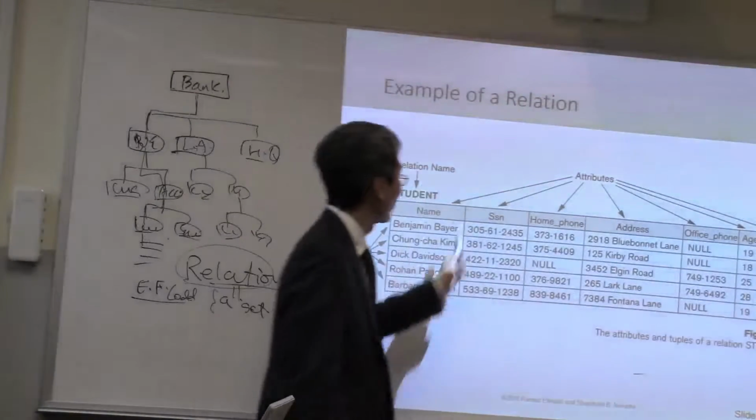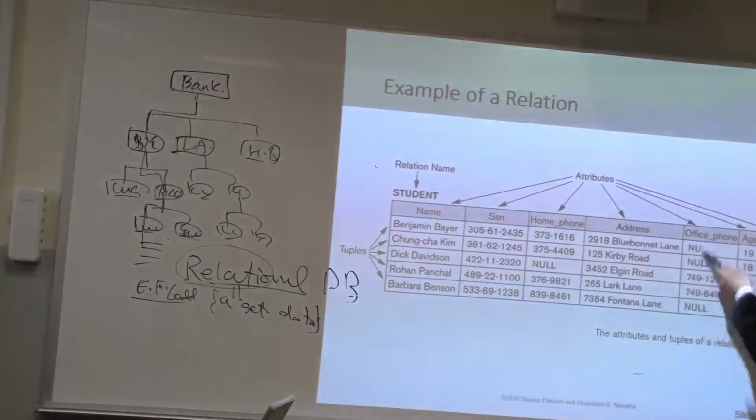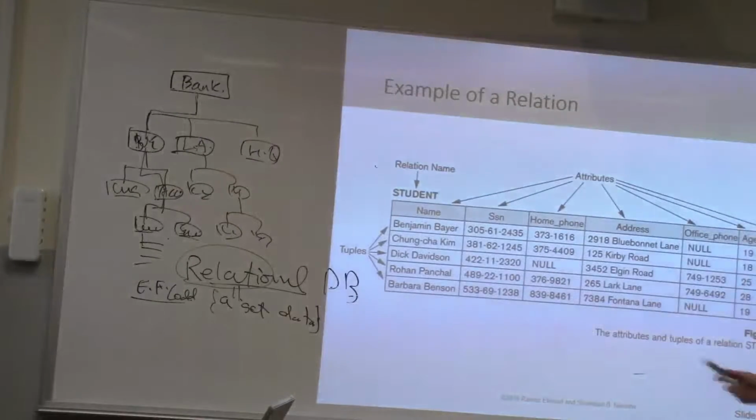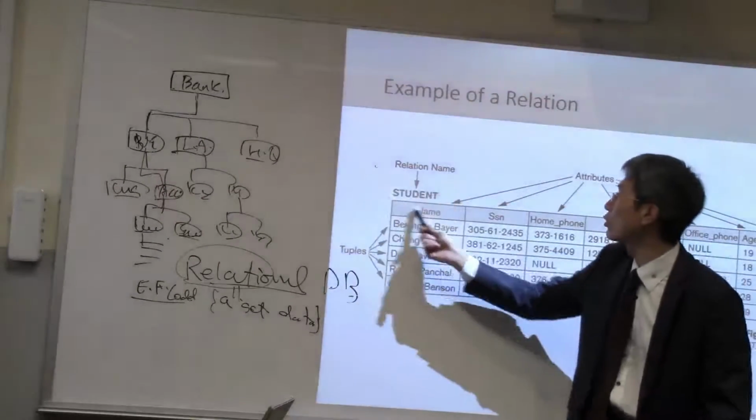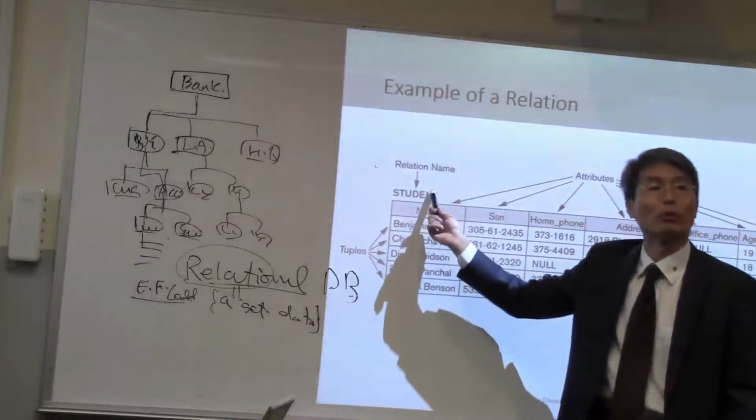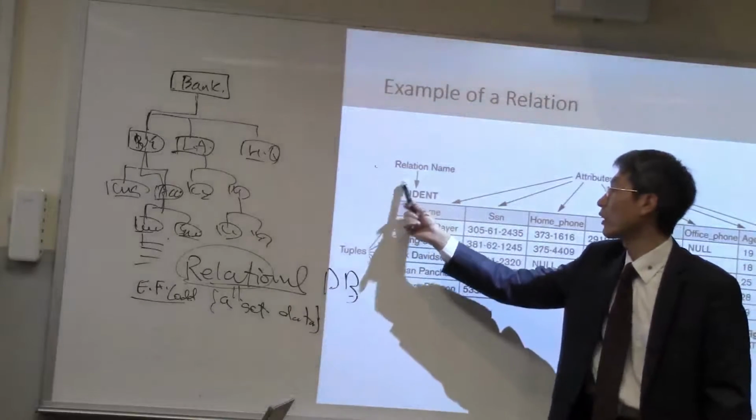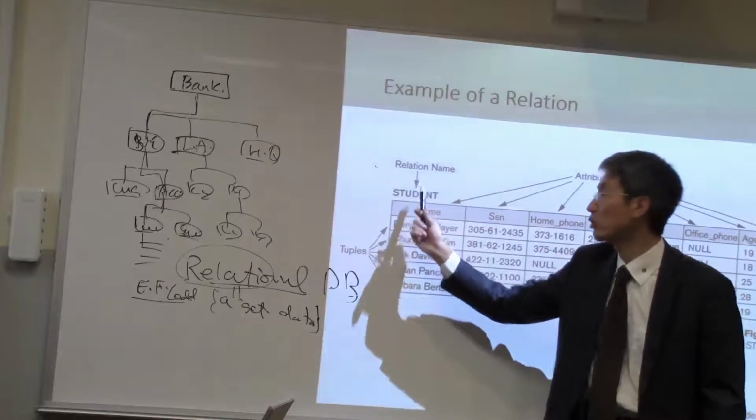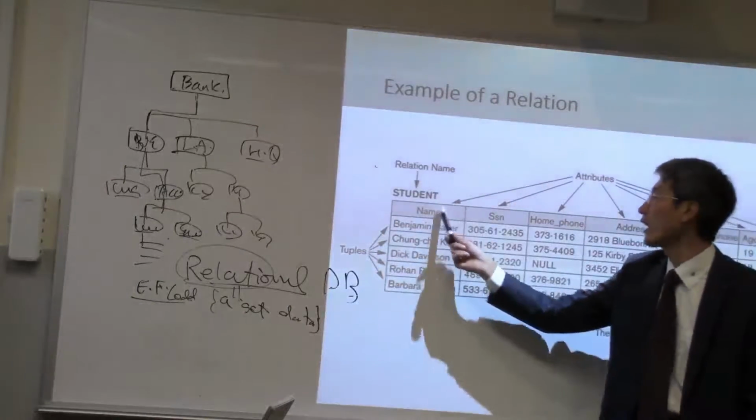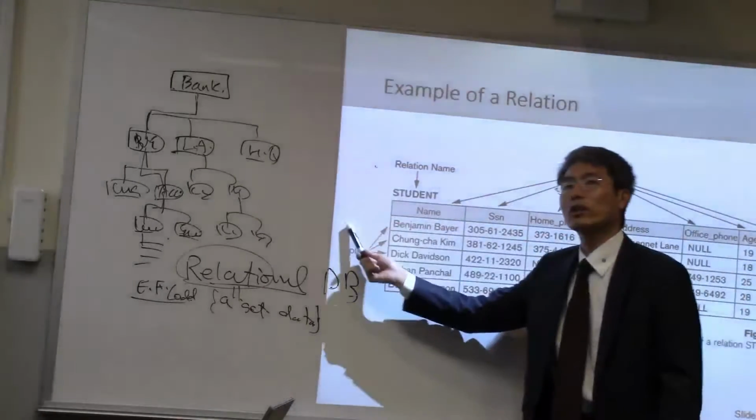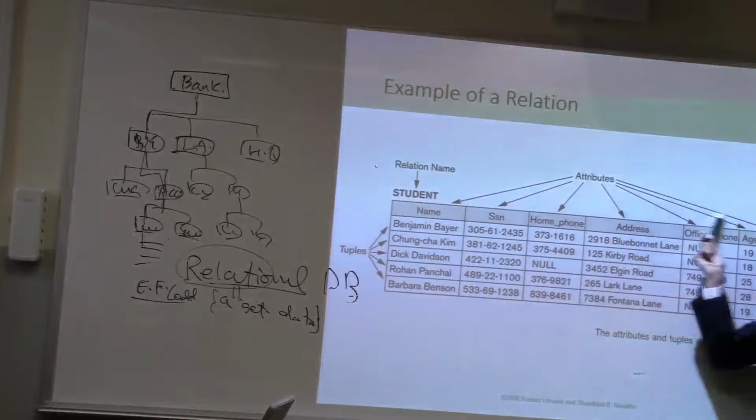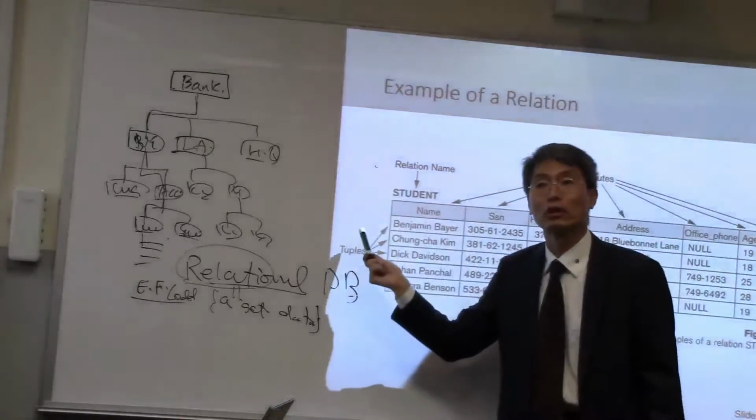What about this way? What are these? It's an attribute. We can also define that this is a student relation, student group. So the name of the relation, the name of this group, student, can be defined as name, social security number, home phone number, address, office, and GPA. That makes sense. So we can also define the relation as a group of attributes.